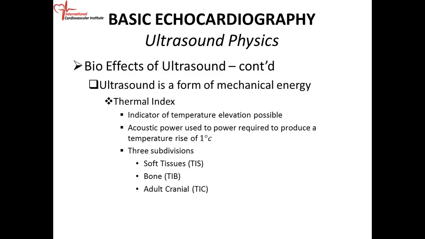And we have 3 subdivisions of thermal index. We have thermal index soft tissue, TIS, thermal index bone, TIB, and thermal index cranial. Most of your machines will have TIS or TIB, the thermal index. That is basically the temperature elevation that you will get from the study. So you have to know the classic definition. It's a ratio. There's a power that you're going to use to the power that's required to elevate the temperature. All right.